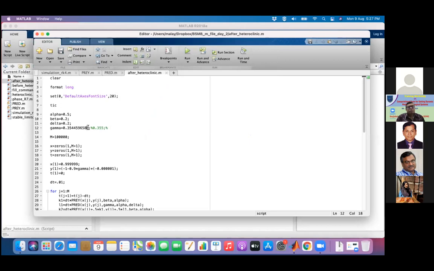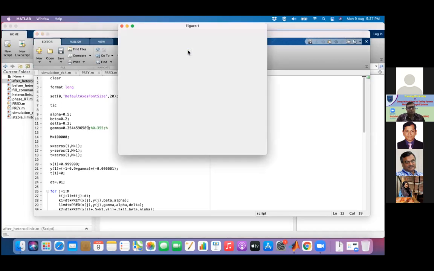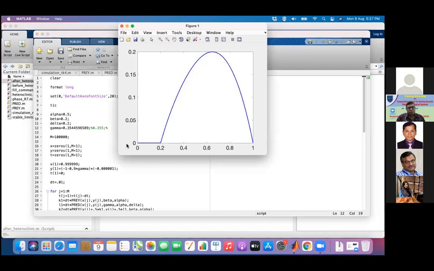But if you consider 8, 8, 8, 9, instead of 8, 8, 8, you can see it is going that particular way. So in order to have the heteroclinic orbit closer to the point 0.2, 0, you need to consider a few more decimal places. That much accuracy is required.